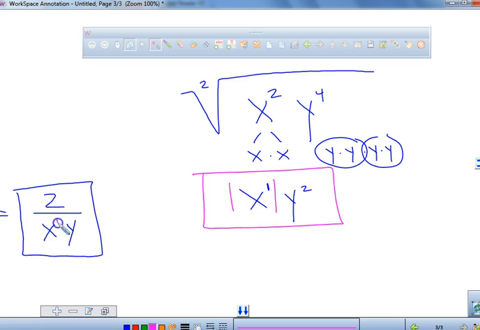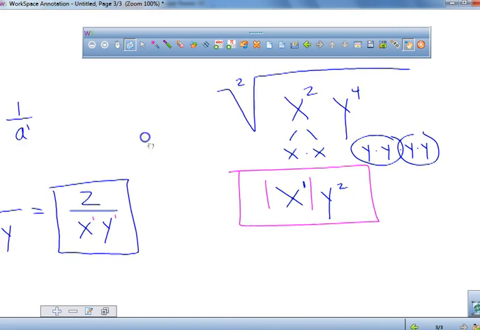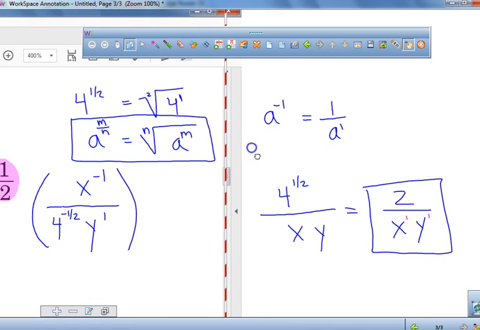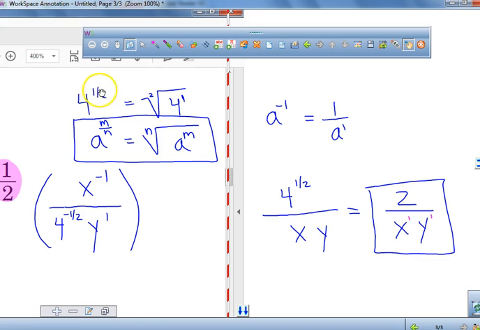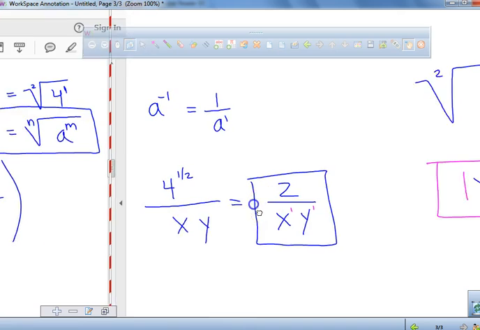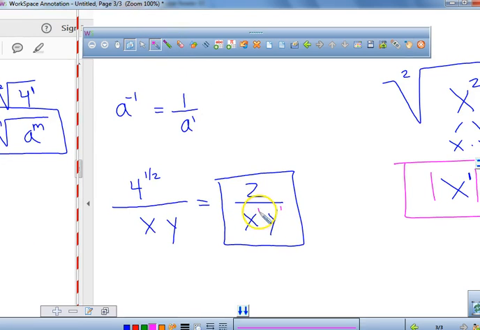Here, this is x to the first. This is y to the first. Were we dealing with the square root? We were, because we were dealing with the power of what? Power of 1 half. So the index is what? Not odd, it's even. So for the final answer for this particular problem, you must place absolute value bars in order to make sure that your answer is positive.